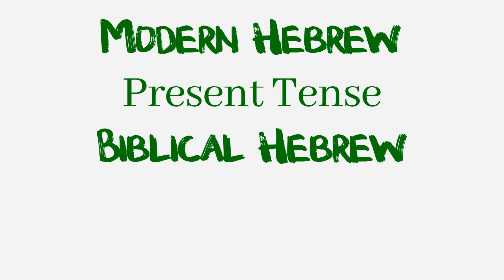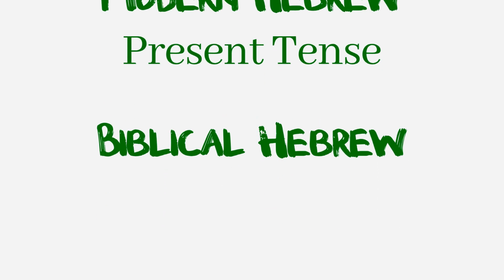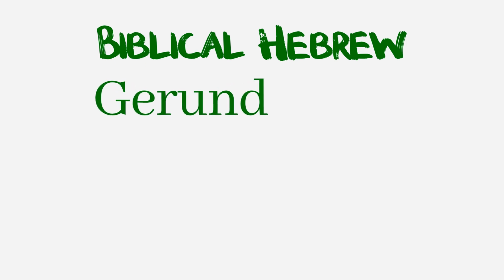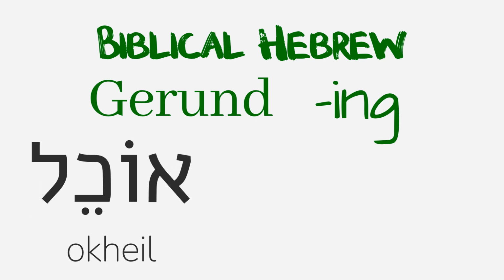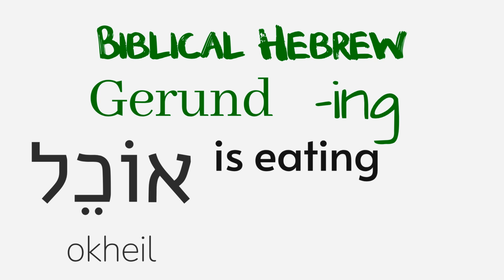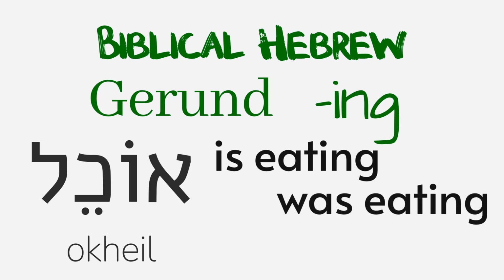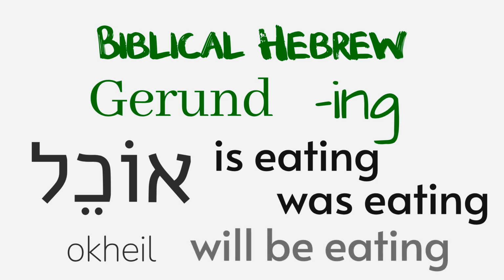In biblical Hebrew, this tense works a little bit differently. There, this tense is a gerund, which is a verb ending with ing, and does not necessarily take place in the present. For example, in biblical Hebrew, ochel can mean is eating, happening in the present, but it could also be translated as was eating, happening in the past, or will be eating, happening in the future.